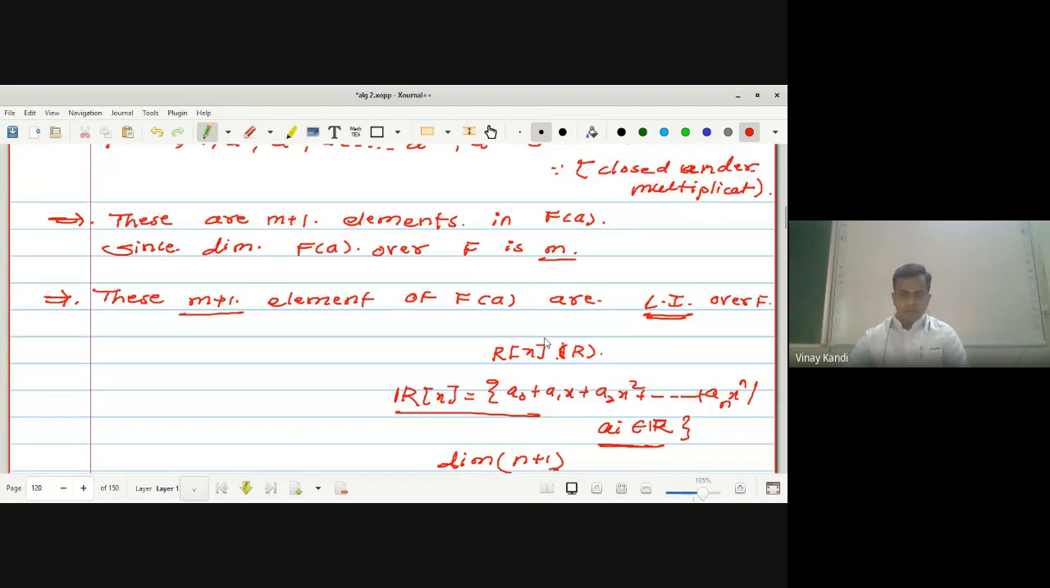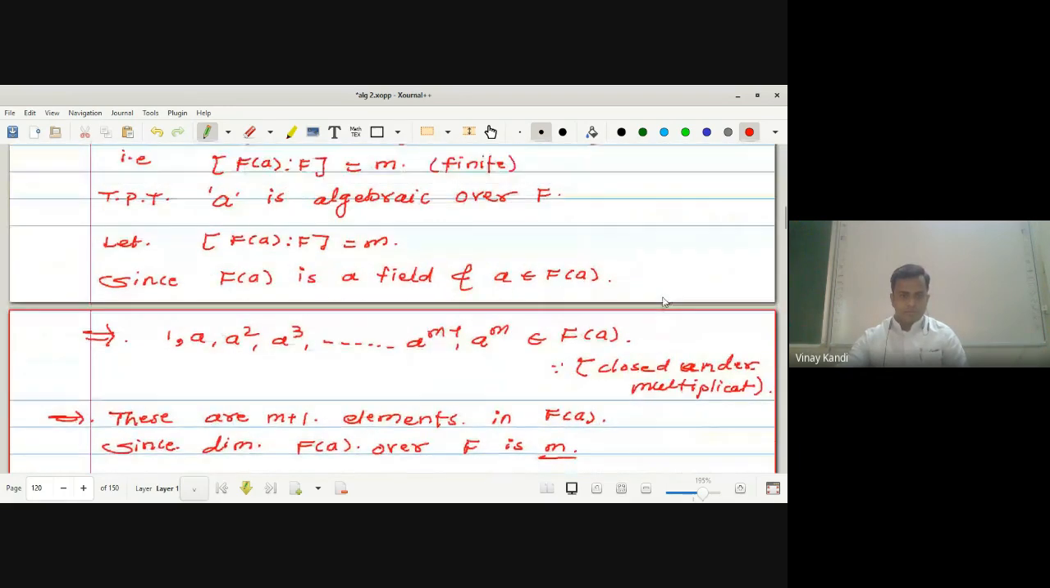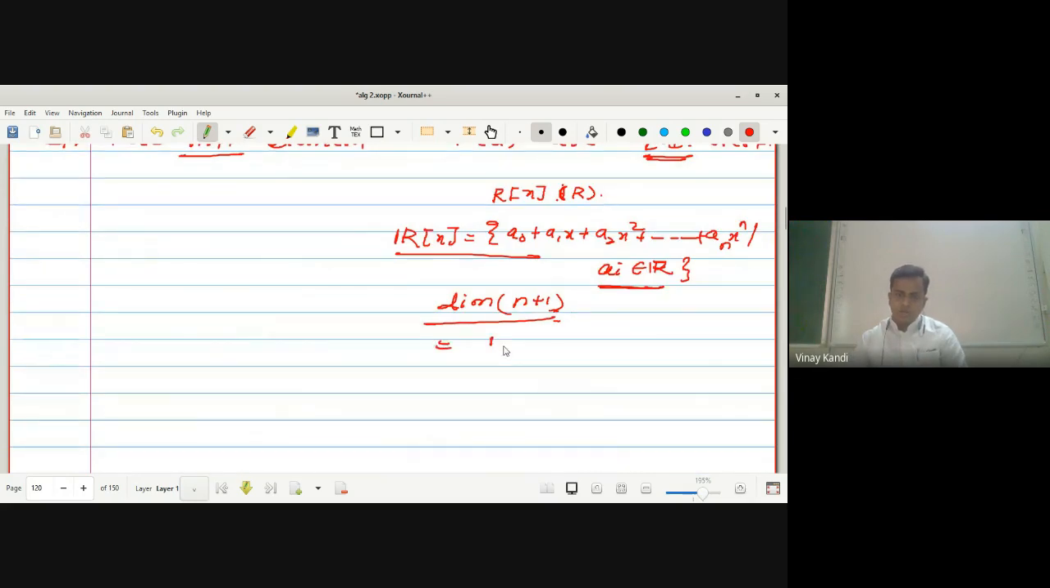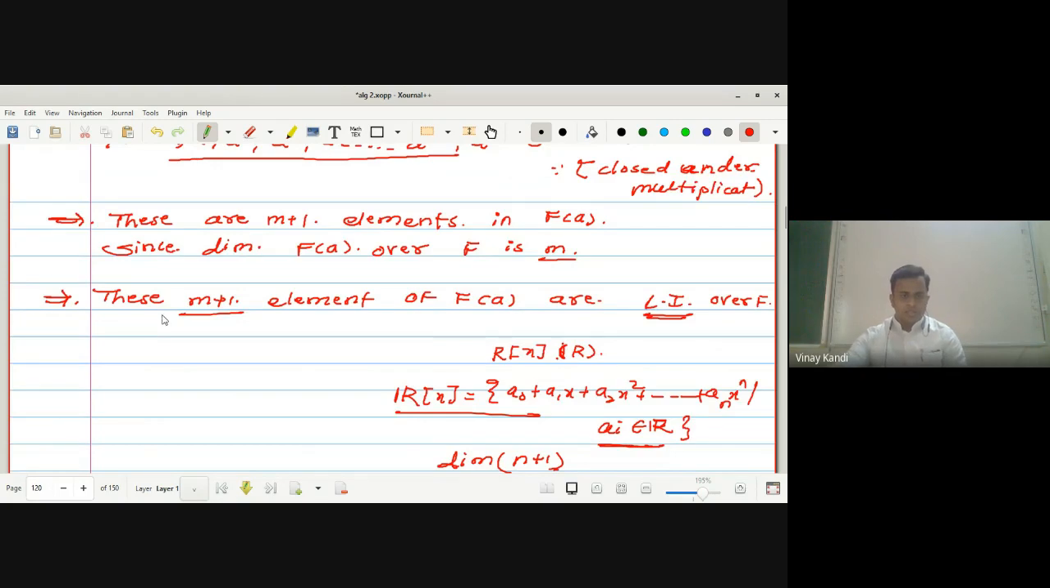जर याचा अर्थ काय, F(a) is the field and a belongs to F(a), म्हणजे दिस इज क्लोज्ड अंडर एडिशन, म्हणजे a पण आहे, a स्क्वेअर, a क्यूब, up to a raised to m ऑल्सो, आणि 1. याचे बेसिस एलिमेंट किती आहेत, 1, x, x स्क्वेअर, up to so on x raised to n, म्हणजे किती एलिमेंट झाले एकूण n+1 एलिमेंट्स, इंडिपेंडेंट आहे. ओके, त्यामुळे इथे these m+1 elements of F(a) are linearly independent over F.